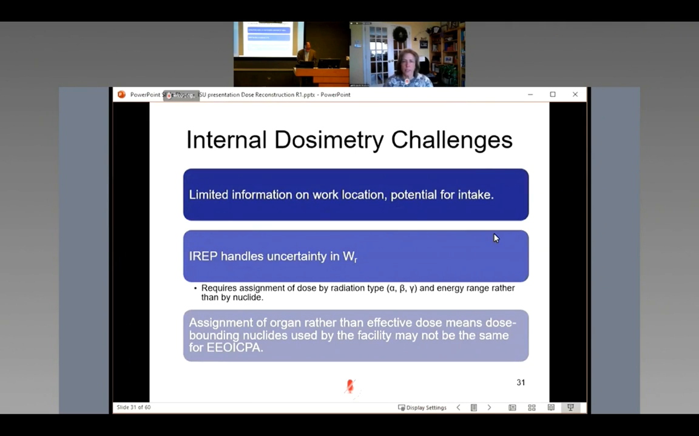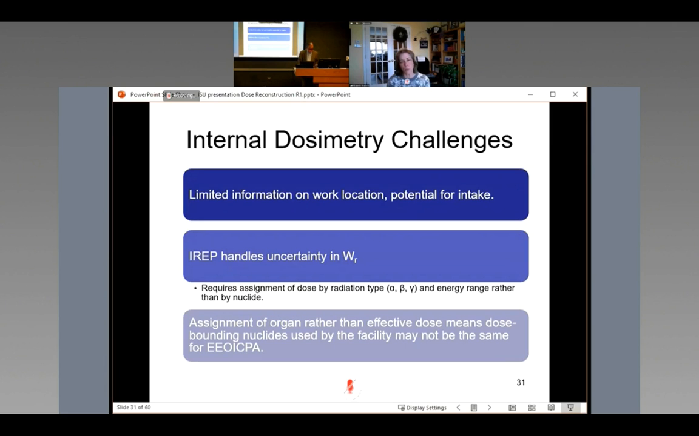So we also have limited information on work location and potential for intakes, which factors into having to assess unmonitored dose. We have to come up with some guess as to what the potential for intake was. The probability software, IREP, handles uncertainty in the radiation type. So it doesn't require nuclides to be entered, it requires us to enter radiation types. So we have to take each of the nuclides that we assess and convert it to alpha, beta, gamma, and enter it that way.